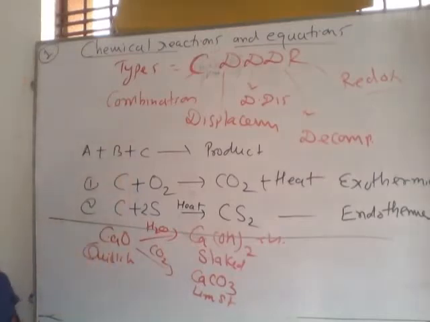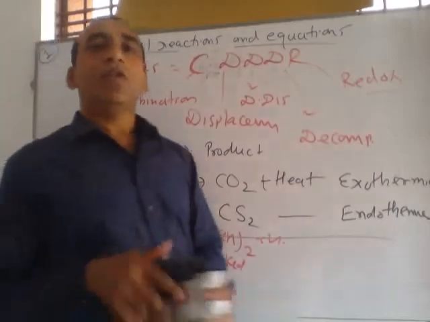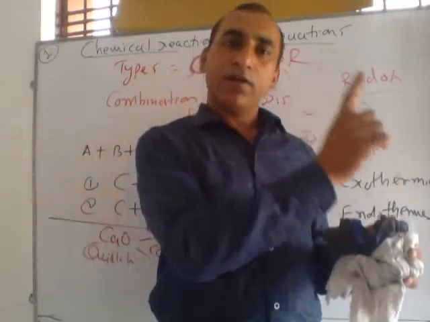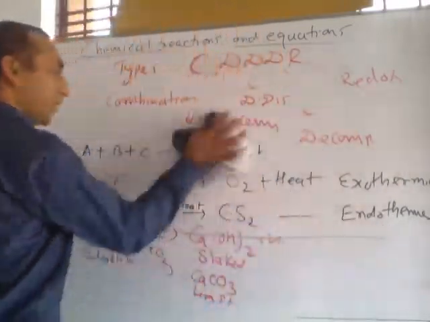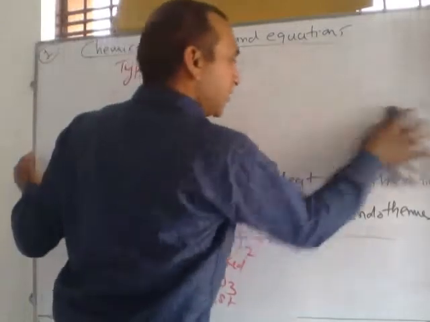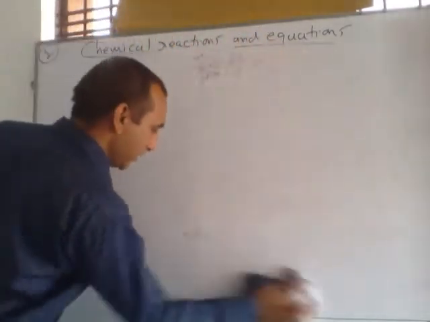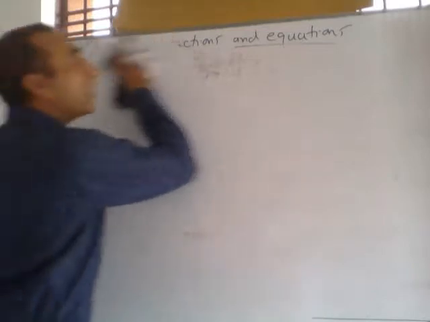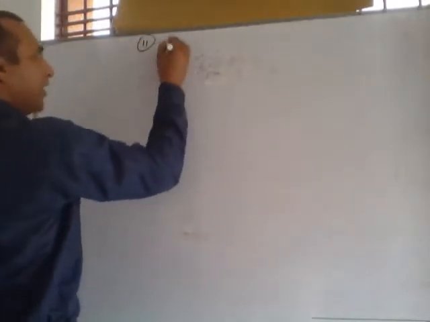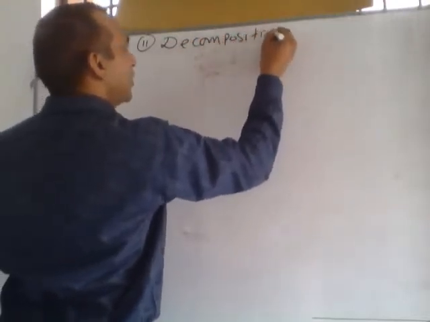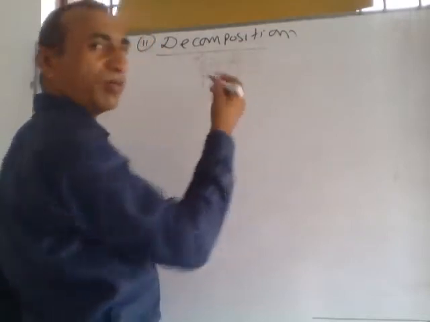What you observe? That in combination reaction, simply, 2 or more than 2 reactants fuse and give a single product. And we already discussed the opposite of combination reaction is called decomposition reaction. Decomposition means breaking down. Second, here we are discussing decomposition reaction. Decomposition reaction is just the opposite of combination reaction.